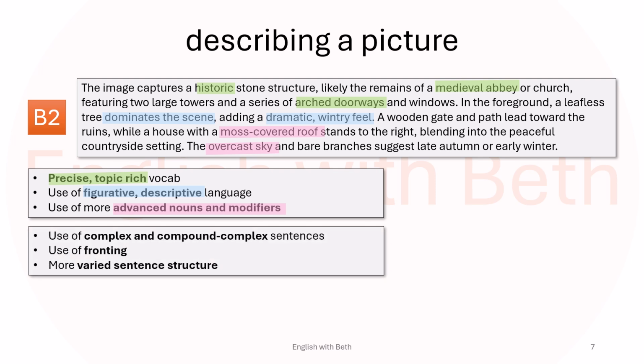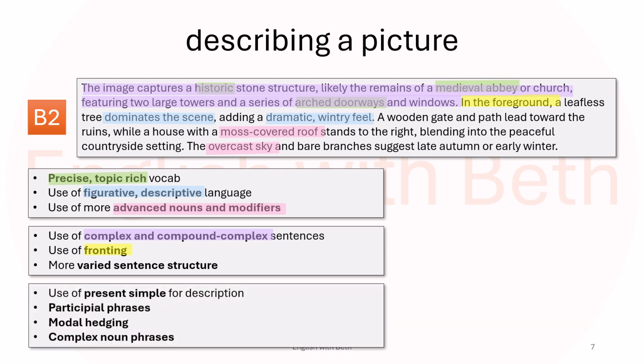We have use of complex and compound complex sentences, like this first one. The image captures a historic stone structure, likely the remains of a medieval abbey or church, featuring two large towers and a series of arched doorways and windows. We have use of fronting, here in the foreground, and a more varied sentence structure. There is use of present simple for description, and participial phrases like featuring, adding and blending. We have modal hedging, we say it's likely the remains of, and complex noun phrases, a historic stone structure.